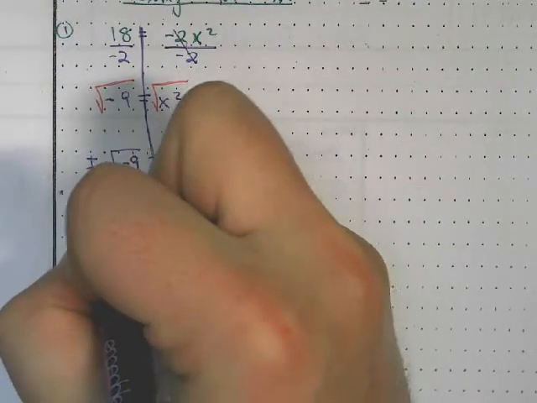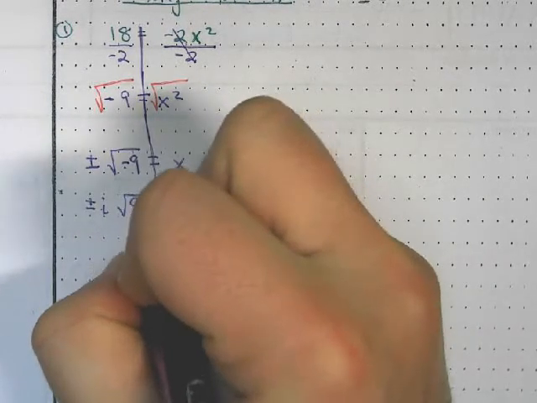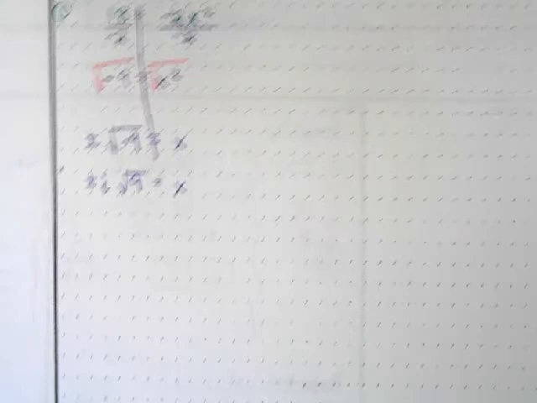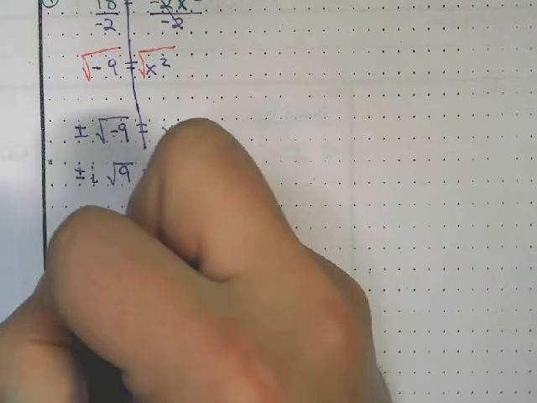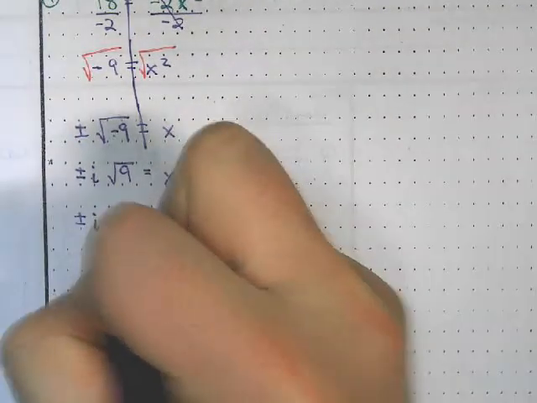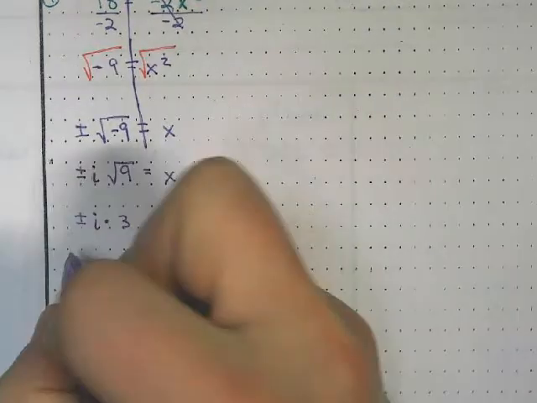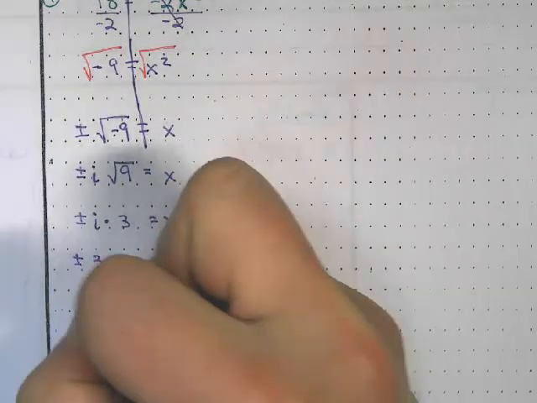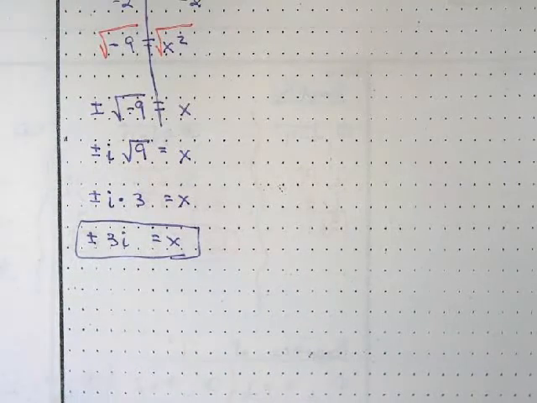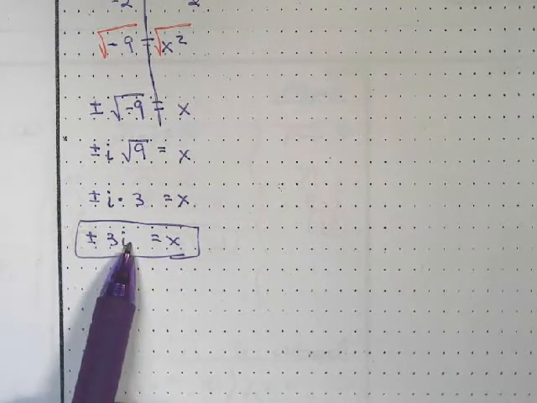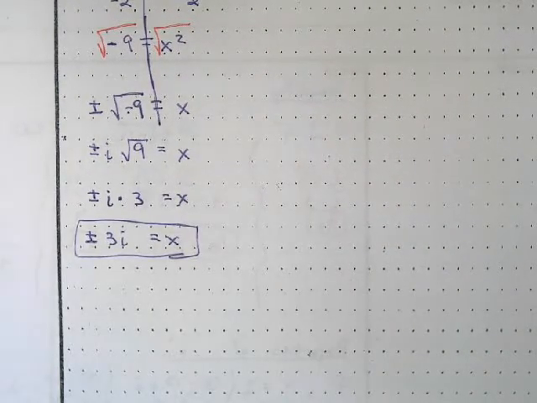Now I can say plus or minus i. I'm going to pop that negative out. Becomes i times the square root of 9 equals x. Now we have plus or minus i times 3 equals x. Square root of 9 is 3. Then I want to write it a little bit cleaner, so I'll say plus or minus 3i equals x. And there's my two solutions. I'm seeing two solutions right now. I have the positive 3i and I have the negative 3i. So this symbol lets me write both solutions at the same time.